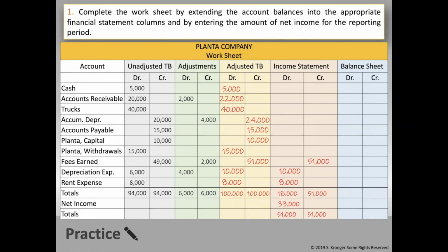Now let's do the balance sheet column. We're going to use all the accounts we did not use on the income statement. It would be the assets, liabilities, and equity accounts. Basically, where we cut off here at fees earned, everything above that will be on the balance sheet. The $5,000 as a debit will stay as a $5,000 debit. The $22,000 debit will stay as a $22,000 debit. The $40,000, the $40,000. Then we have some credits, $24,000, the $15,000, and the $10,000. Lastly, we have the withdrawals, which is a $15,000 debit.